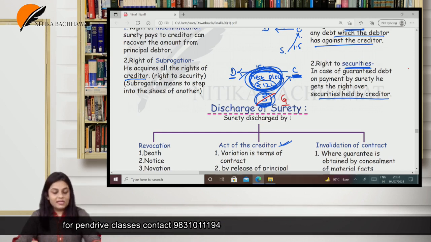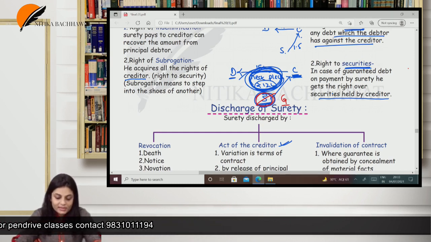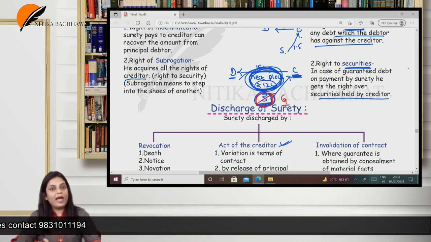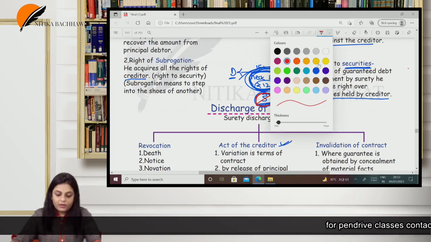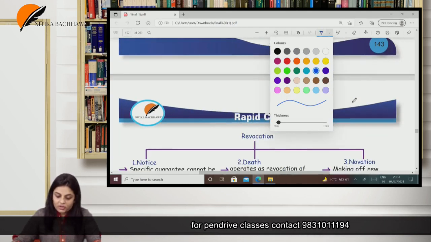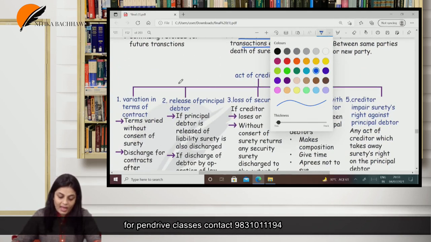Yes, this is novation, and S is discharged from the liability under this contract due to novation. I hope it's clear to everyone. Now moving on to the next one, the act of the creditor.